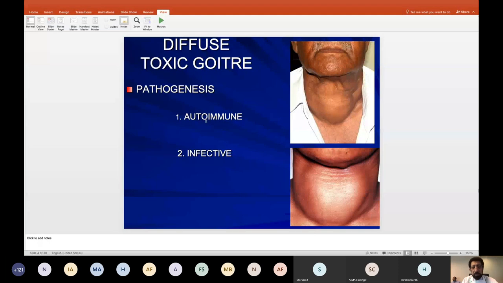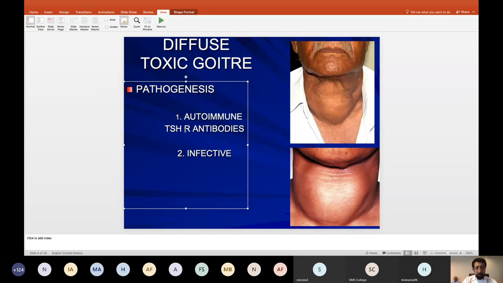And in most of these circumstances, when you come across this diffuse toxic goiter, the usual reason is that these people will have, I'll just write it down for you, what is known as thyroid-stimulating hormone receptor antibodies in them. And these thyroid-stimulating receptor antibodies will go and attach themselves to the TSH receptor sites inside the thyroid gland.